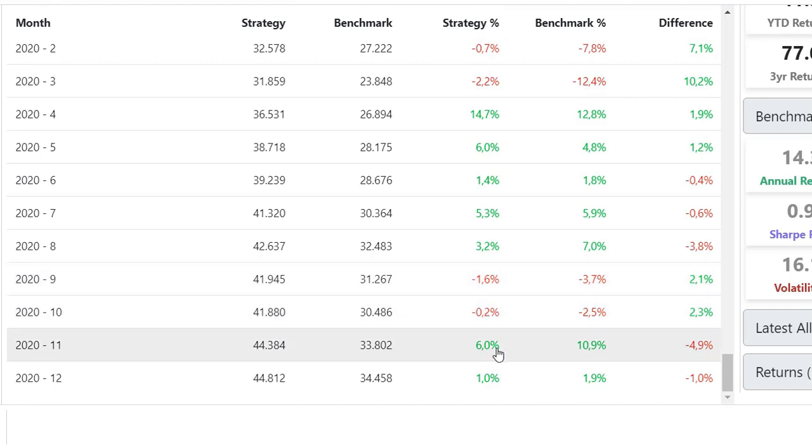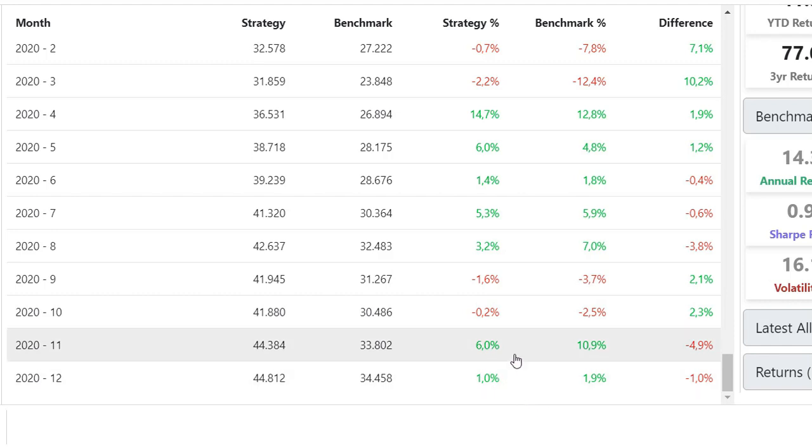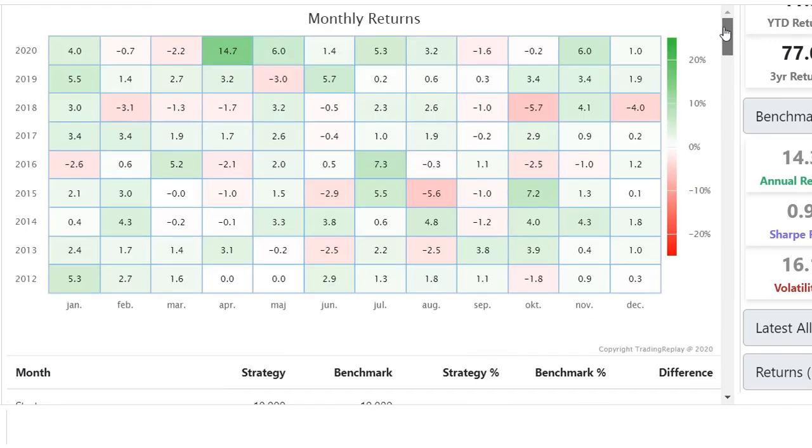September and October, small losses, but then regaining it all, and up until now December is up around a percentage point here. So this is just to give you a quick example.